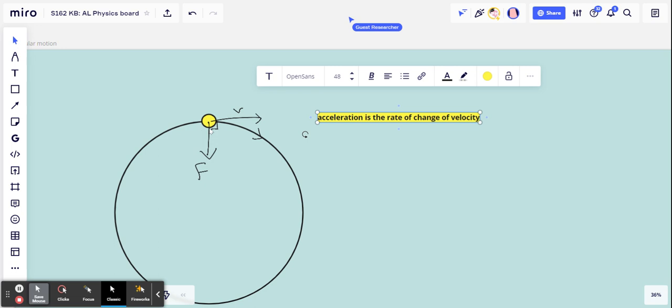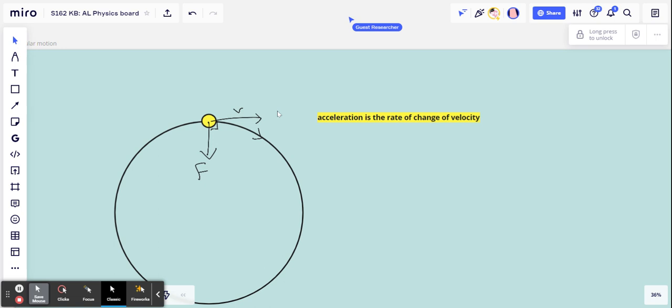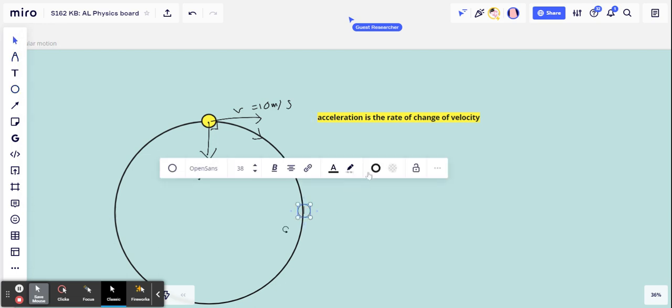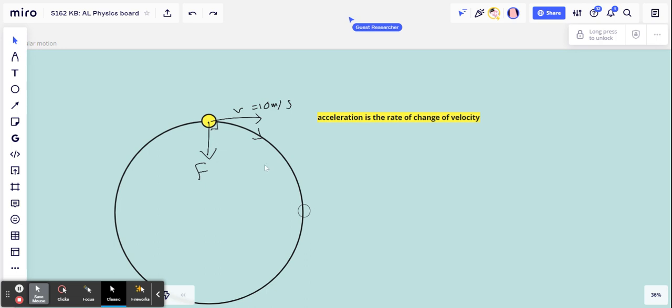So if this object was moving over here, let's say at 10 meters per second, or whatever it might be, and then over here, a little while later, it's also moving at 10 meters per second. I'm just going to copy that circle there. The speed remains the same, but the velocity has not remained the same. In fact, for my purposes, it's going to be a little bit easier just to do that one there.